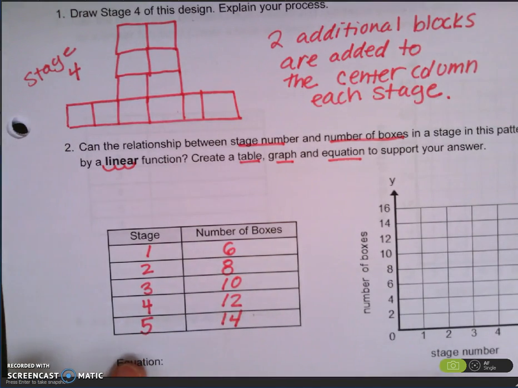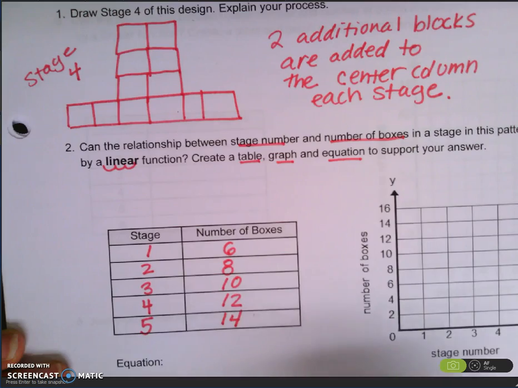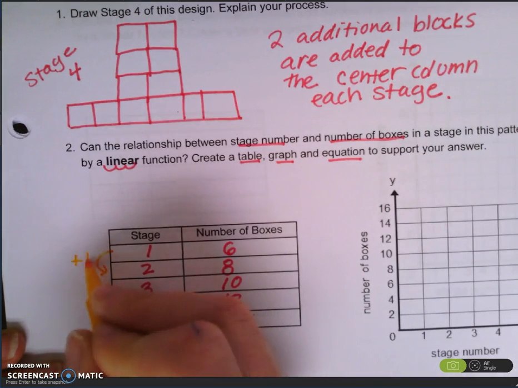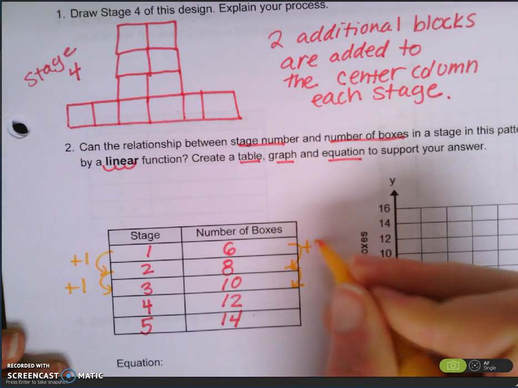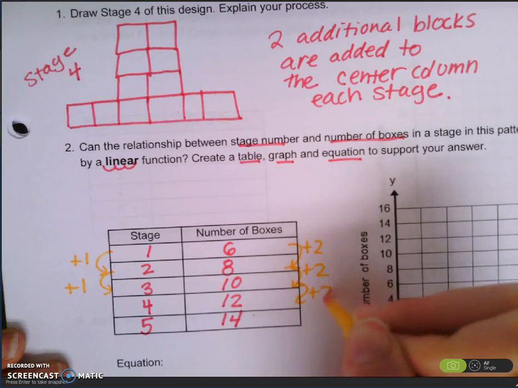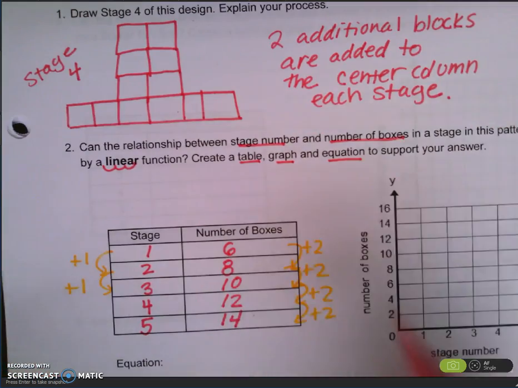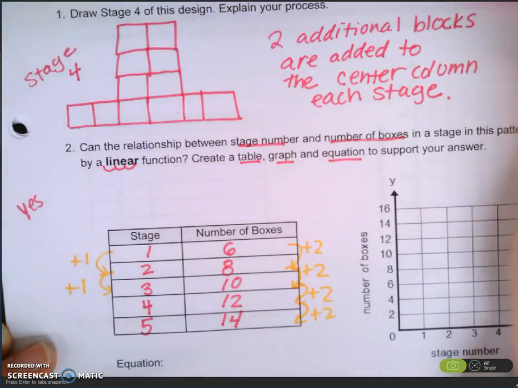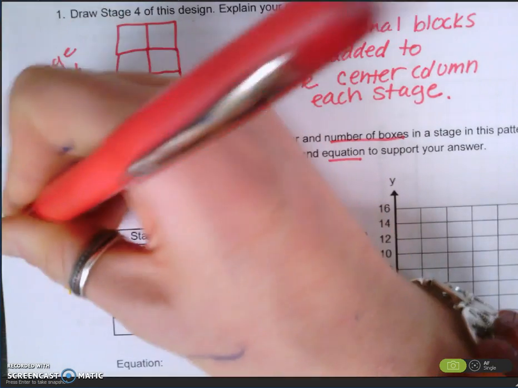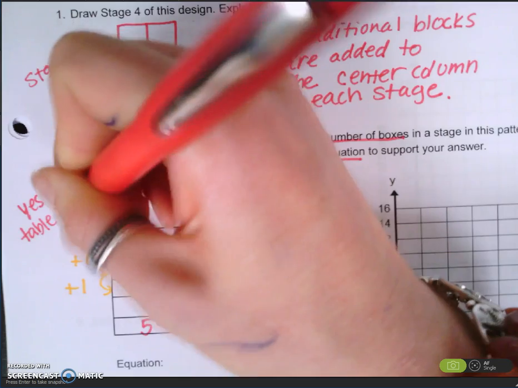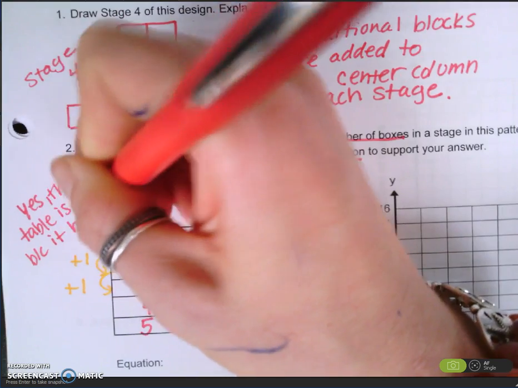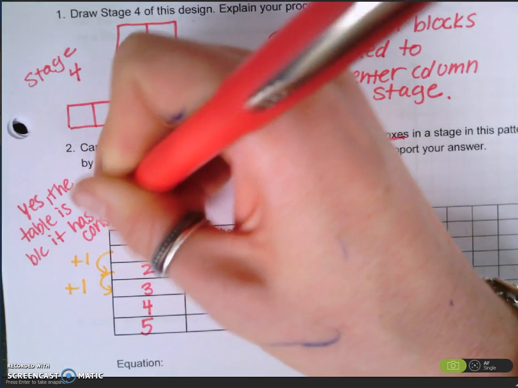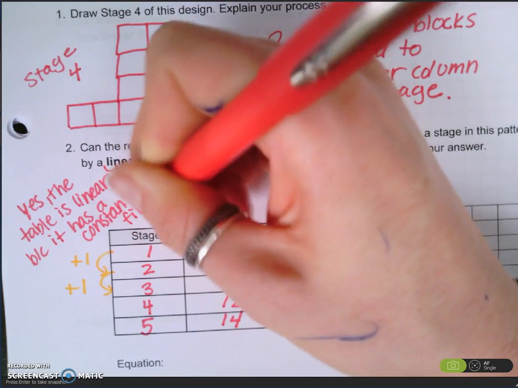So let's see, does this table show a linear relationship? When we're looking at a table, we want to look at the first difference. As x increases by 1, is my first difference constant? Y increases by 2. So I can say, yes, the table is linear because it has a constant first difference.